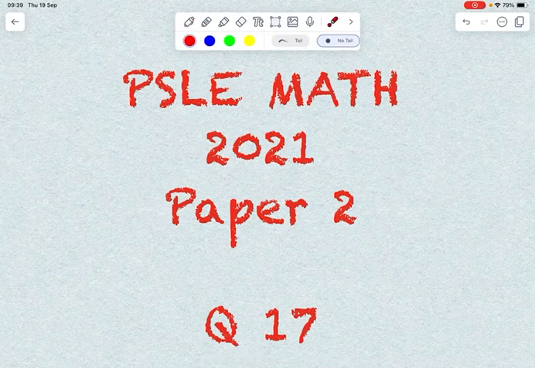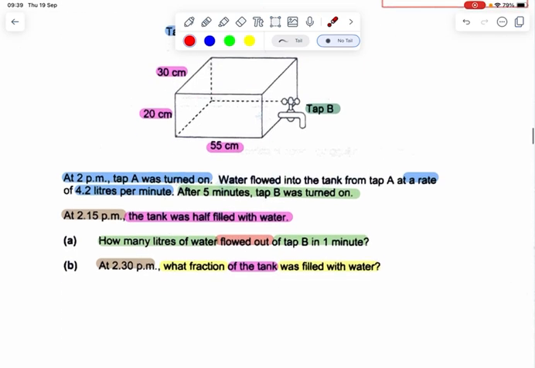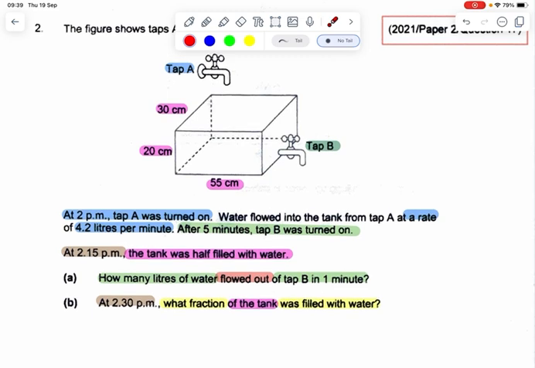Today we'll discuss this PSLE Math 2021, Paper 2, Question 17. Yeah, it's a very interesting question, right? You see, the figure shows tap A and tap B. Two taps, tap A and tap B, and an empty tank. The tank is empty, and at 2 p.m., tap A was turned on. The water starts to flow into the tank from tap A at a rate of 4.2 liters per minute. That's quite a lot, isn't it? 4.2 liters per minute. After 5 minutes, tap B was turned on. And at 2:15 p.m., the tank was half filled with water. Half filled.